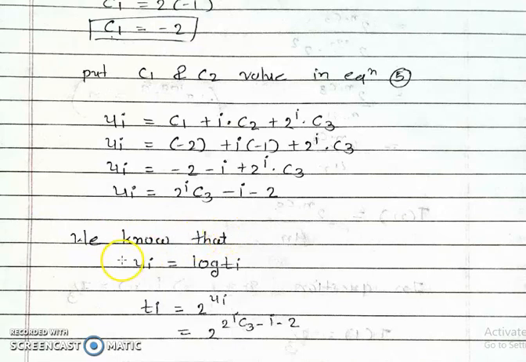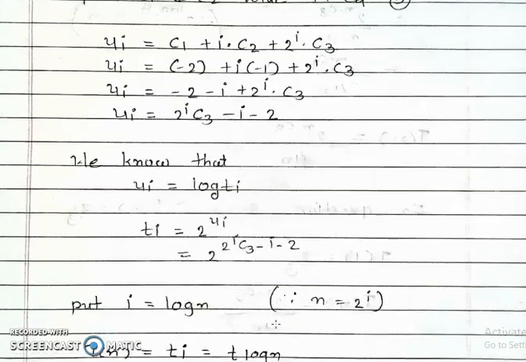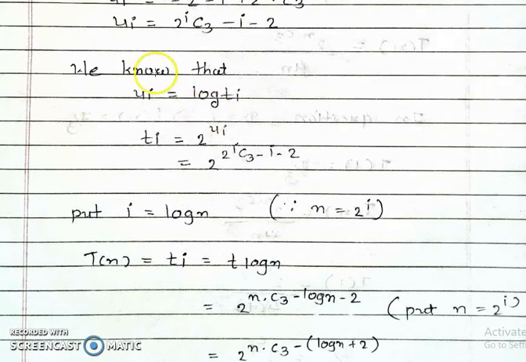We know that u_i is equal to log t_i. So we can also write t_i is equal to 2 raised to u_i. Then put the u_i value into this term, and we get 2 raised to i into C3 minus i minus 2. Simply, we put this u_i value and we get this t_i value.